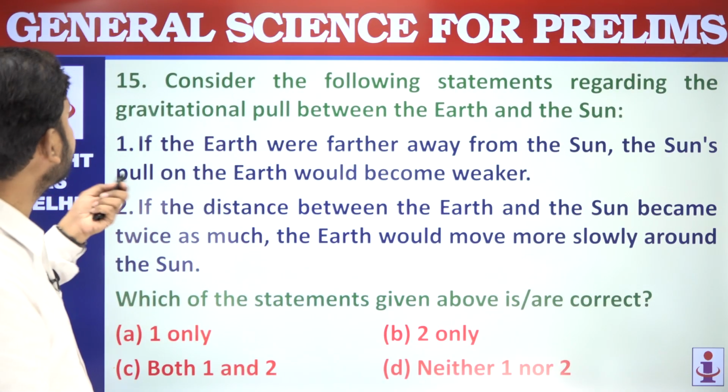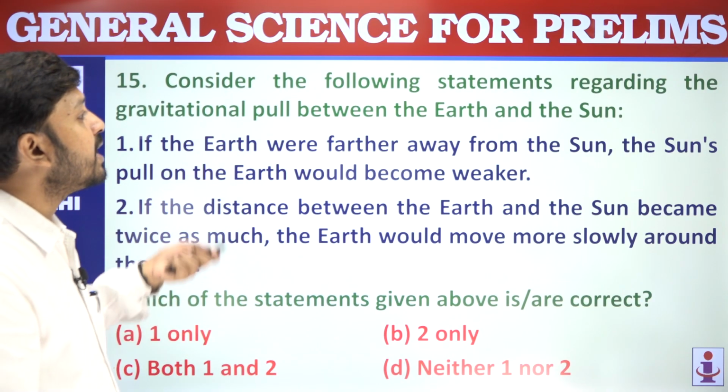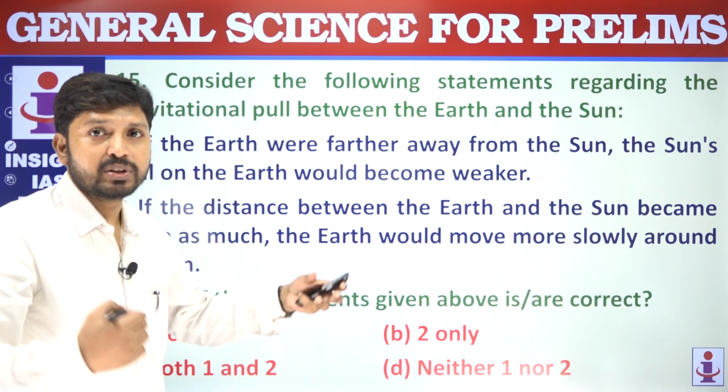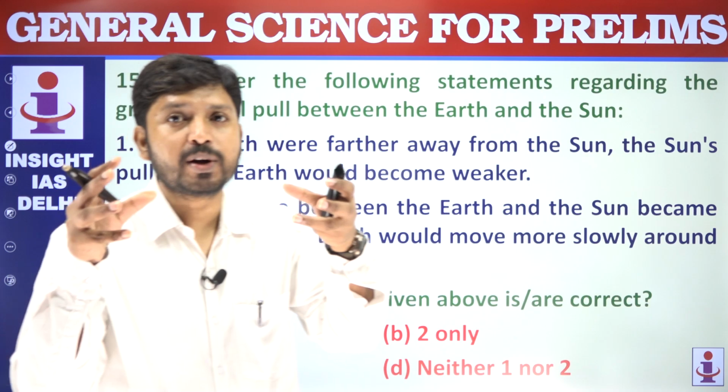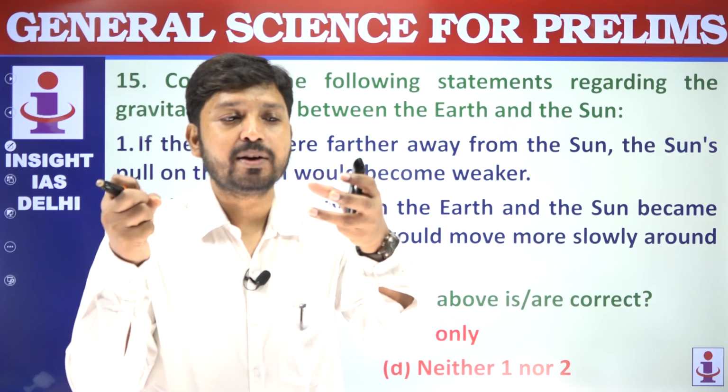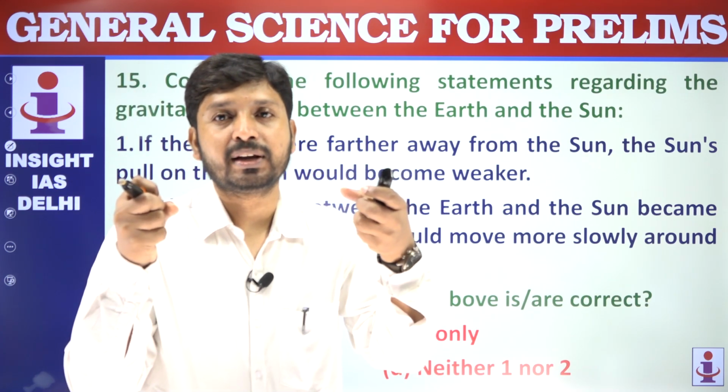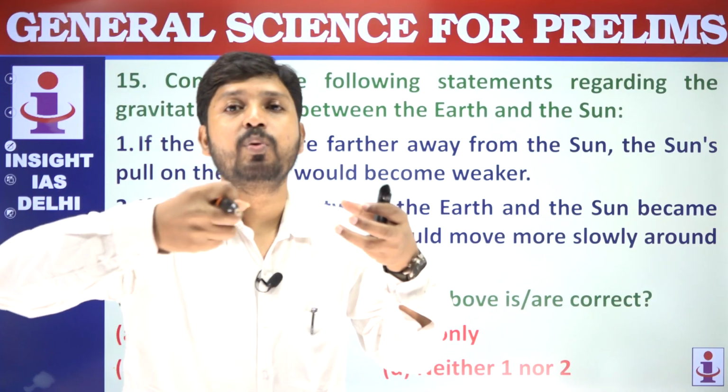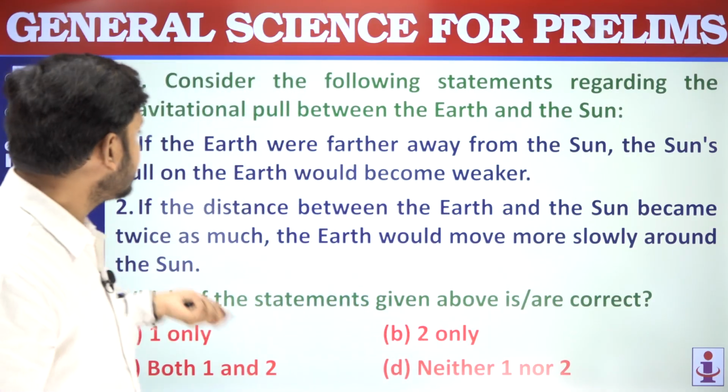Consider the following statements regarding the gravitational pull between Earth and Sun. How gravity works, I discussed earlier, right? 2 bodies are there. This one will try to attract that one, and that one will try to attract this one. But the bigger size will have more gravitational pull towards the other. So let's read the statements.